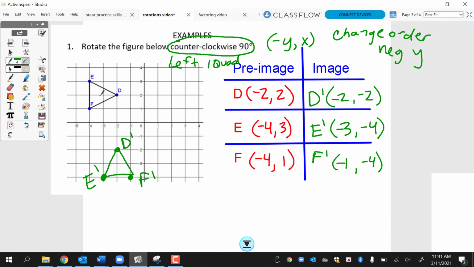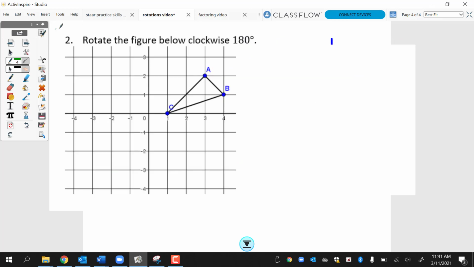so this moved. Did it move to the left? Yes, it moved left and it moved 1 quadrant down. So I'm good. It moved correctly. I did the correct rule. Okay. Let's look at the next one.